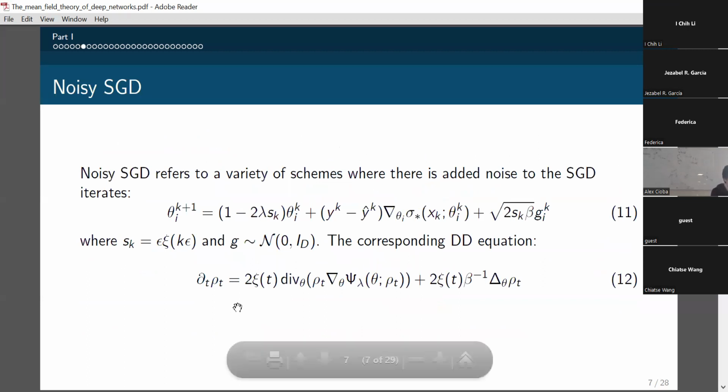By the way, there's a particular kind of schedule given by this psi function, which dictates your learning rates s_k in terms of epsilon. And so here as well the learning rates are fairly fixed.